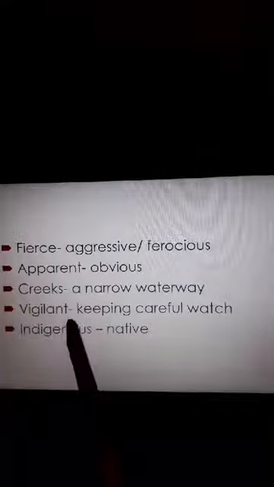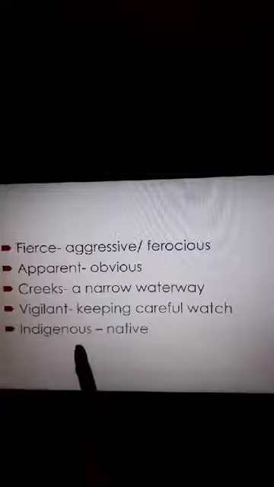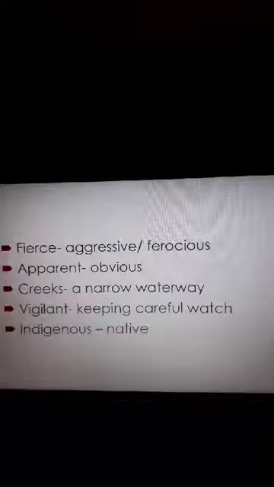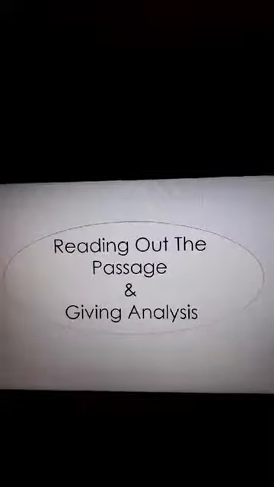Indigenous: this is a good word you can also use in your writing. Native, local, is the meaning we use. So these were the keywords. While you are reading the passage, these meanings will be helpful. Now, I would like to read out the passage and try to analyze it.